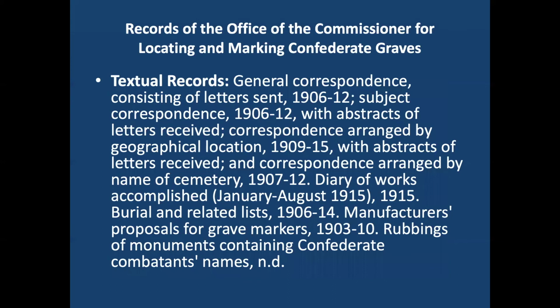Although I just showed you a card for a Confederate, there are records of the Office of the Commissioner for Locating and Marking Confederate Graves as part of the Great Reconciliation during the 1880s, 1890s. We began burying Confederates also, as well as Union soldiers. And you can always tell a Confederate tombstone because it's got a pointy little top, whereas a Union headstone is rounded on the top.